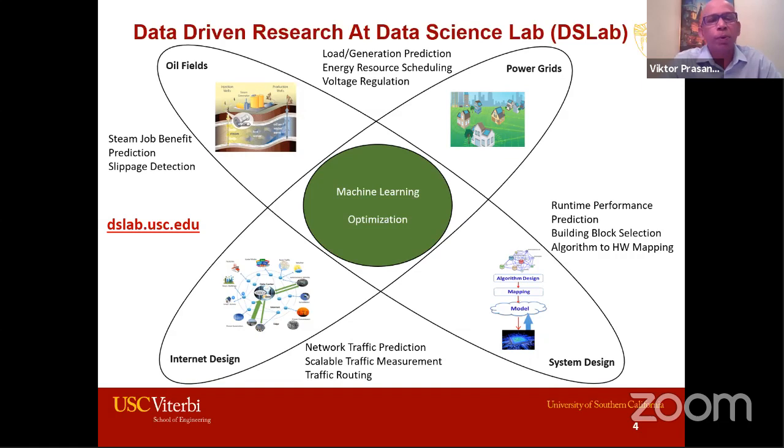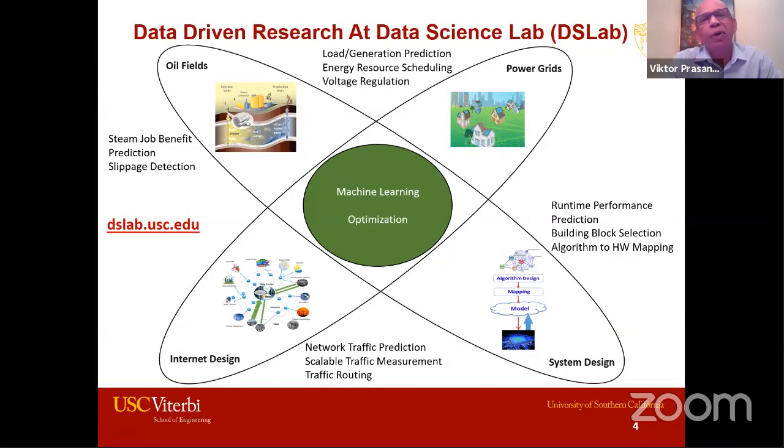We also look at problems in internet design, for example, how to forecast the traffic in the internet backbone by using machine learning techniques. In the context of smart oil fields, we look at machine learning and data science techniques to understand, for example, what is the benefit of doing a particular kind of makeover on a well, and how much it impacts the production of oil if you pump steam into the oil field in a particular way to extract more oil.